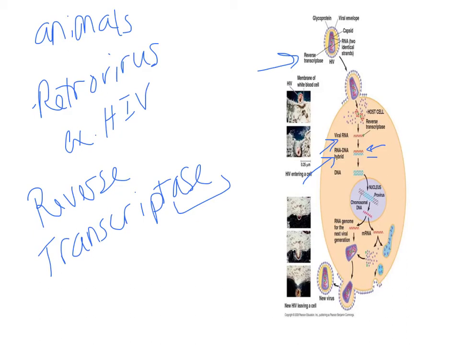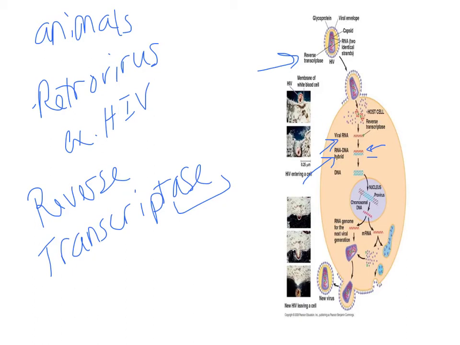So we make the complementary strand to the original. We did reverse transcription here, went from RNA to DNA, then made a complementary strand of the DNA. So now I have a double-stranded section of DNA that came from the virus. The virus is then going to incorporate that strand of DNA into the host genome.